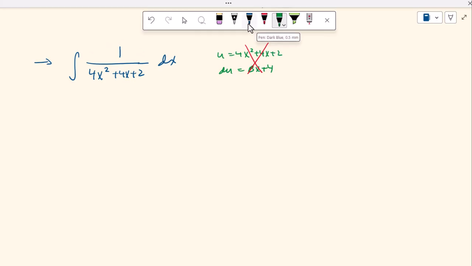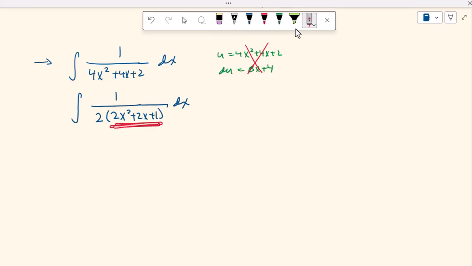Maybe I could rewrite this. Maybe I could pull a 2 out, and I'd be left with 2x squared plus 2x plus 1. And then maybe this factors further, but this doesn't. This doesn't factor any further, so I'm done. I thought maybe if it factored further, it might be something like a binomial squared, but it doesn't. So this doesn't work either. So let's look at this 4x squared plus 4x plus 2 again.